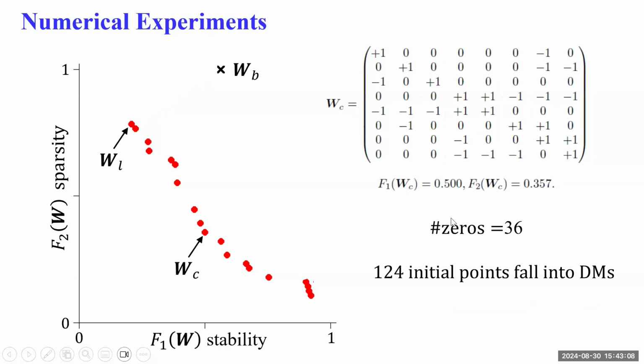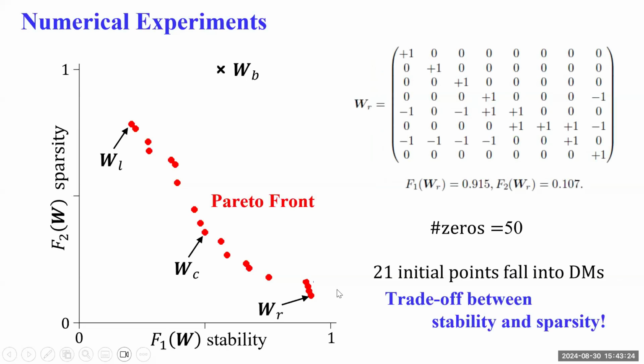Here, 36 zeros are inserted. Then 124 initial points fall into DMs. Stability is weaker. Sparsity increases. And here, the number of zero elements is 50. The stability becomes weak. In this Pareto front, we can confirm the trade-off between stability and sparsity.